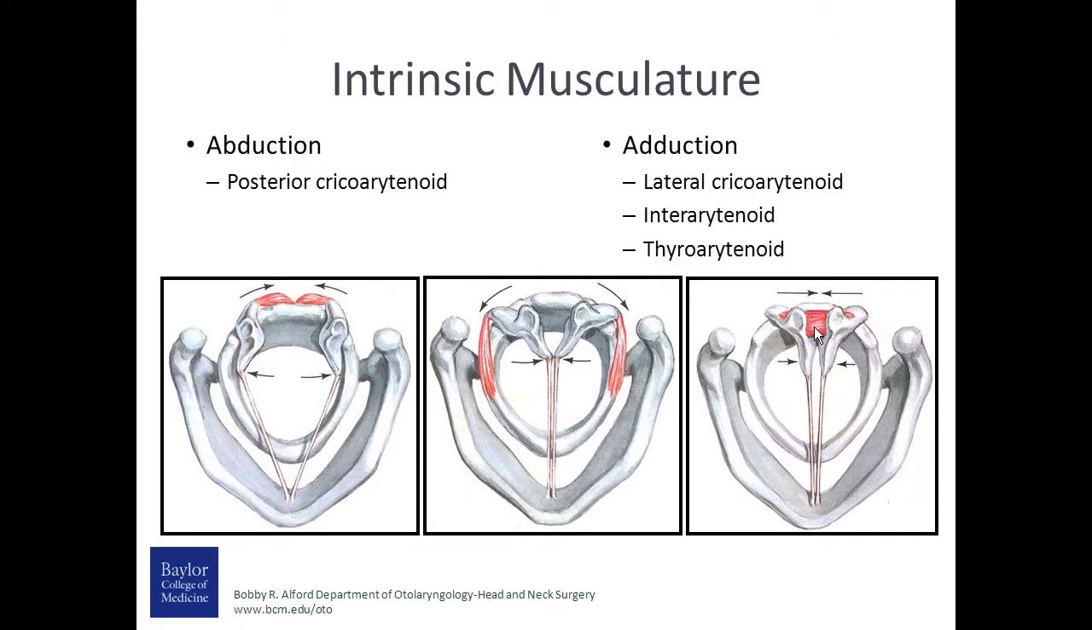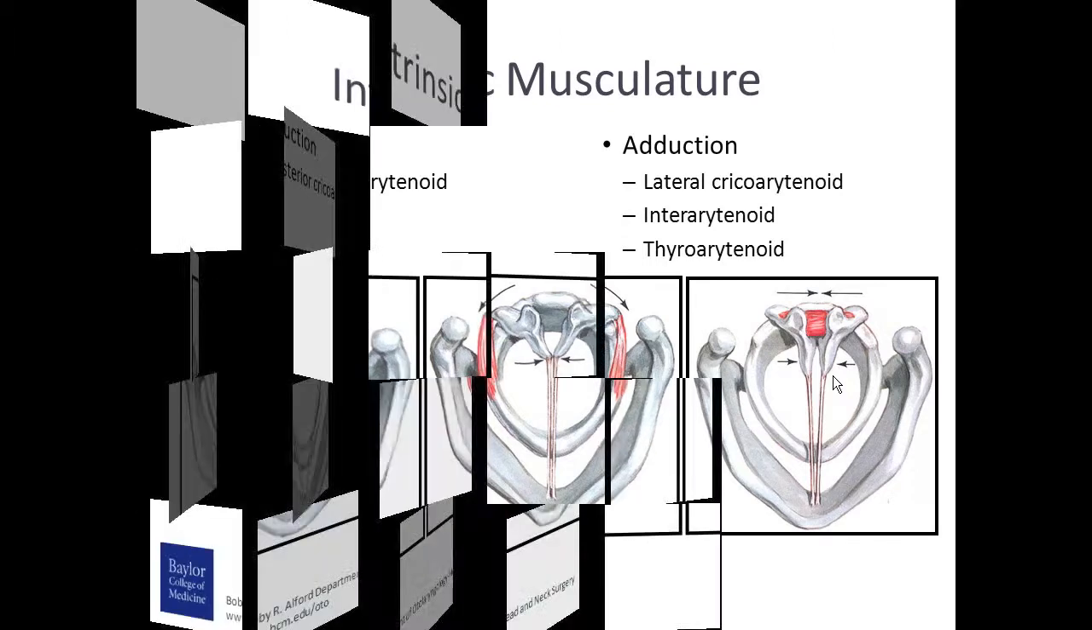The thyroarytenoid muscle, which is the muscle that comprises the bulk of the true vocal fold, goes from the thyroid cartilage anteriorly to the vocal process of the arytenoid, and this again is what comprises most of the true vocal fold. The most medial portion is often referred to as the vocalis, but this is also involved in adduction as well as tensing the vocal folds.